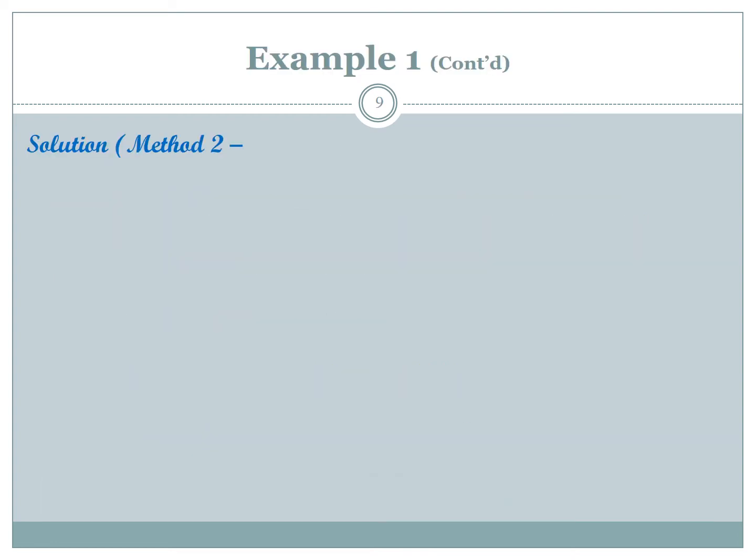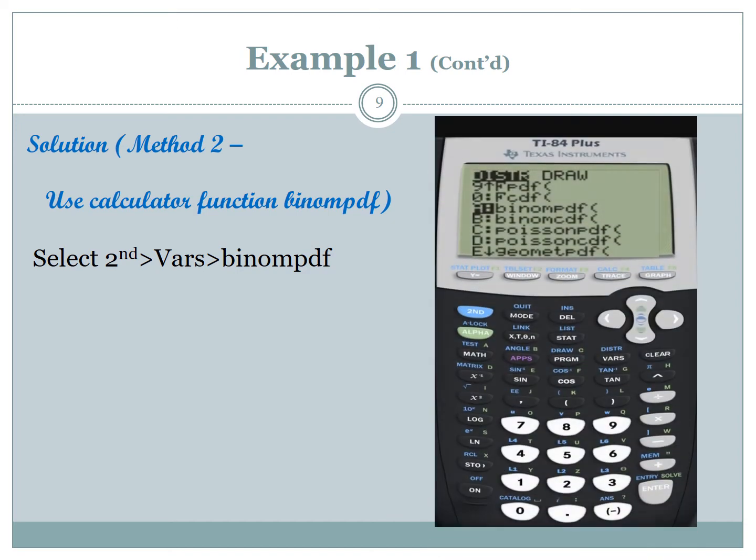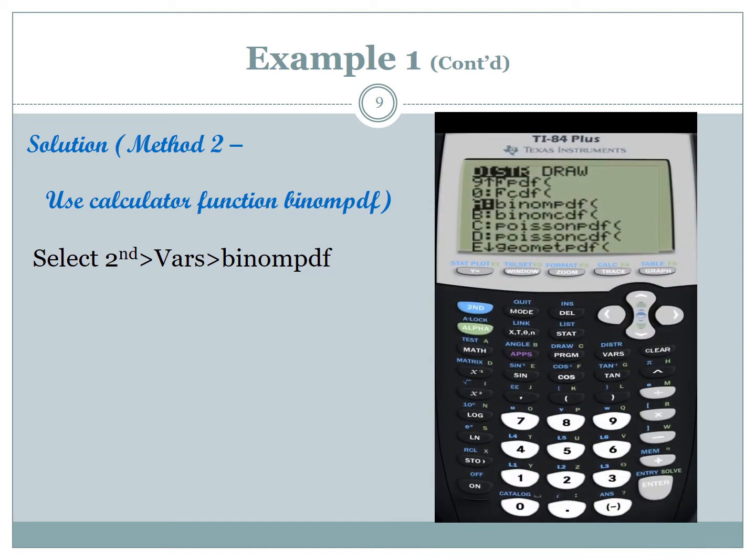Now let's do the same problem, but this time we're going to use the calculator function. That is to be found on the calculator by pressing second var binomPDF.